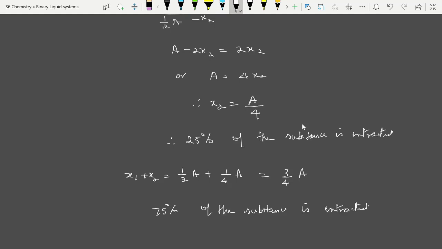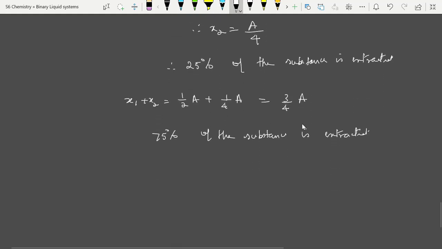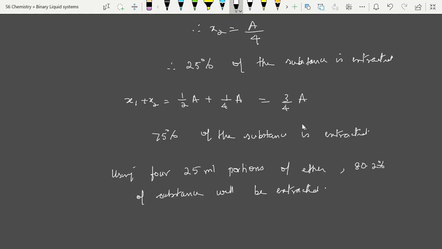We saw that when we use 100 ml of ether in one lot, only 66.6% has been extracted. Similarly, it can be shown that using 4 × 25 ml portions of ether, 80.2% of substance will be extracted. Thus, the process of extraction is more efficient if it is carried out in a number of installments.